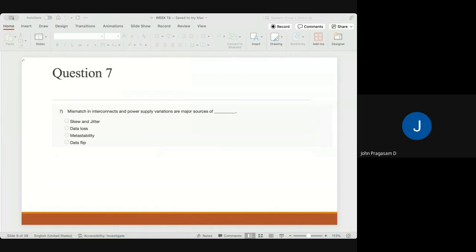Ma'am, I think metastability. No, question number 7, the right answer is skew and jitter. You can cross-check it. Okay, the right answer is option A.